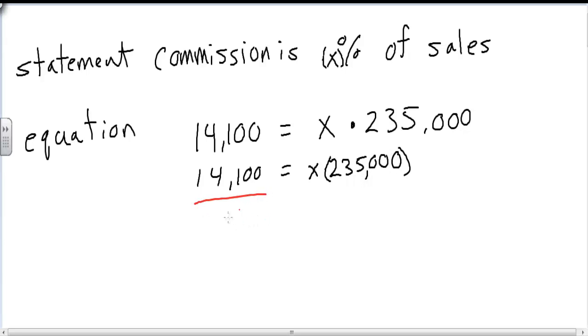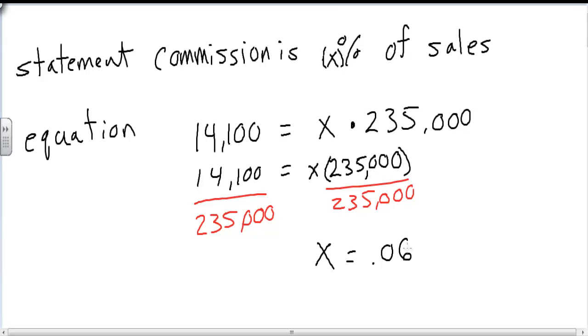So to solve for X, I'll isolate it, which means I'll have to divide each side by $235,000. My X will have a coefficient of 1. And when I divide 14,100 by 235,000, I get 0.06. Now this is our percent, but as a decimal. So we need to change this decimal to a percent, and we'll do so by multiplying by 100, the effect of which moves the decimal point 2 spaces to the right. Gives me the number 6, and I'll say 6% is the commission rate of Josh.